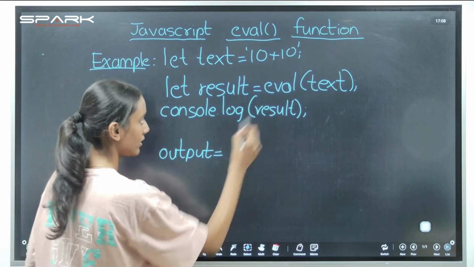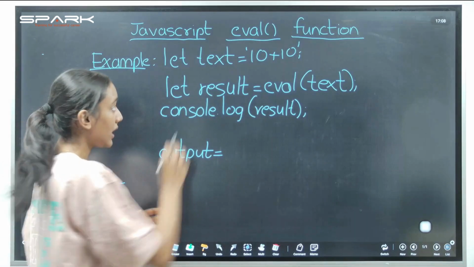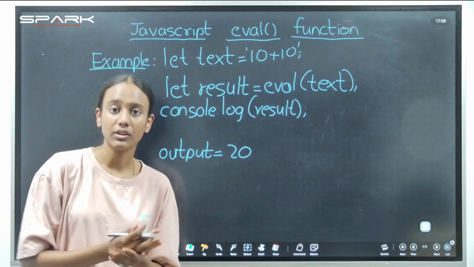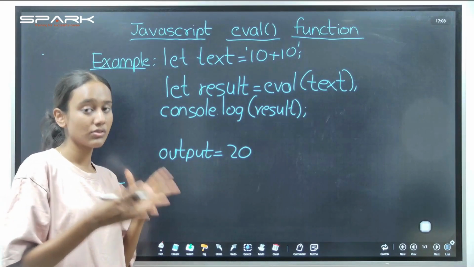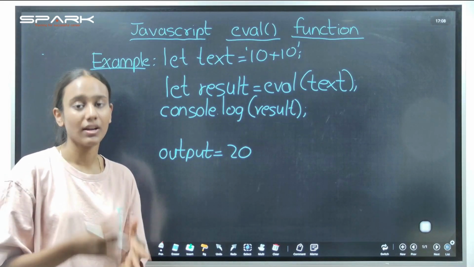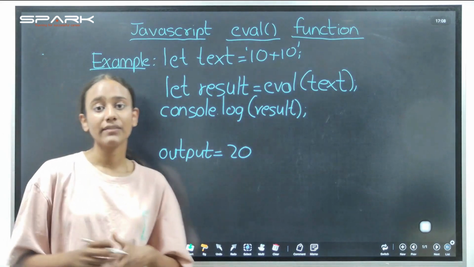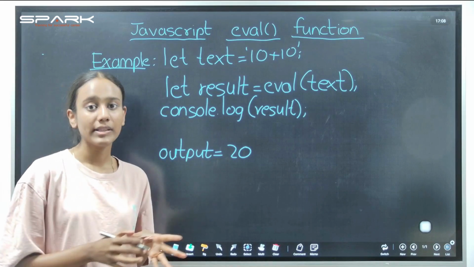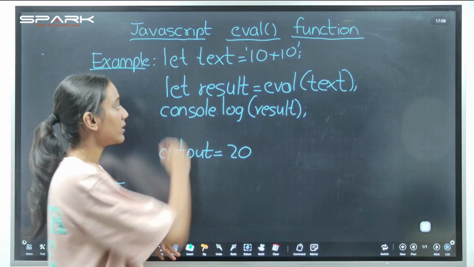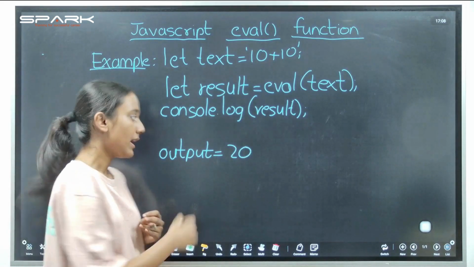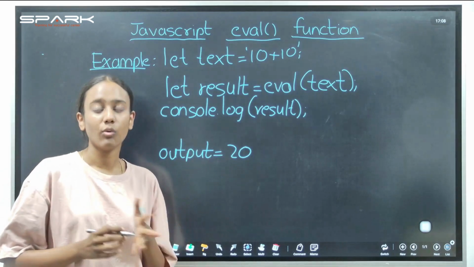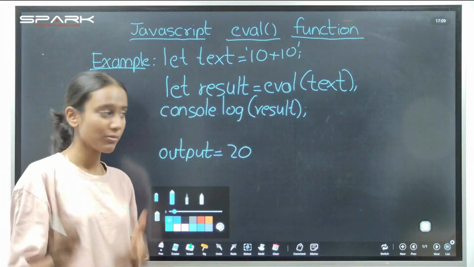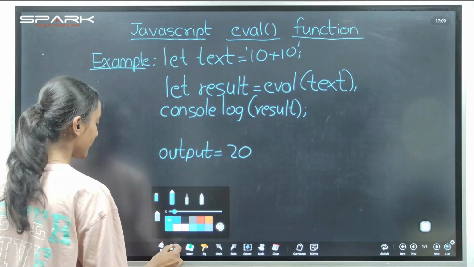Even if we pass this as a string, the output will be 20, because the eval function takes a string as an argument and executes it as JavaScript code. Basically the eval function is used in calculators. Most calculators use eval functions because it is used for basic calculation, and it should mostly be avoided unless it's necessary. Let me give you one more example of how we can pass it as a string.